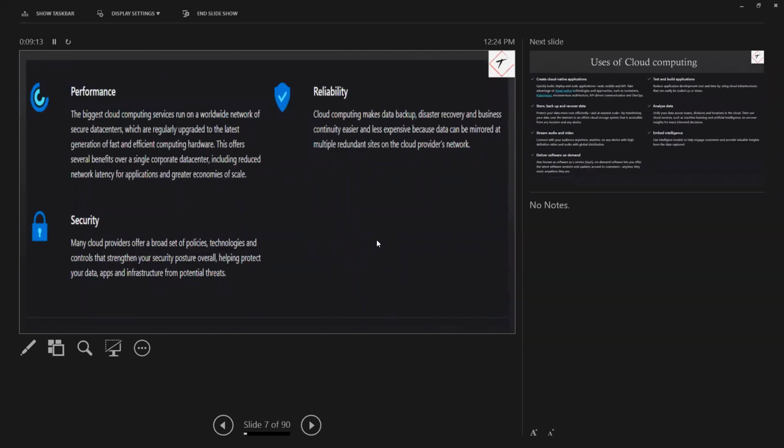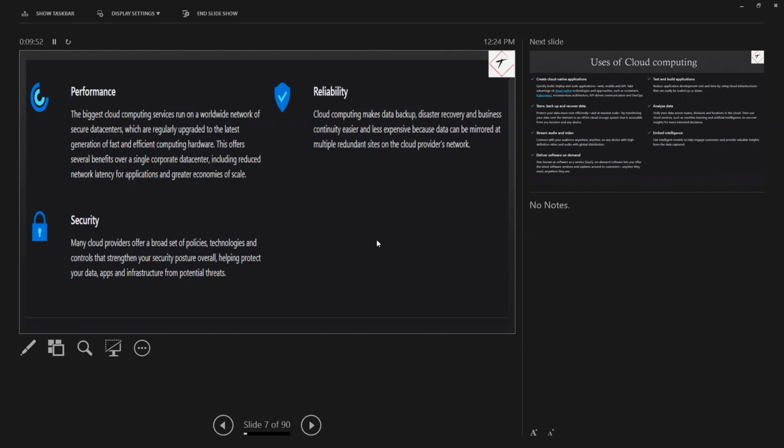Performance, again, it is very scalable in the sense you can increase performance if you need more power. In terms of more computing power, you can scale it in a matter of minutes. You can place the regions in specific regions closer to your customers. So that means you are reducing the network latency, and there is a greater economy of scale.